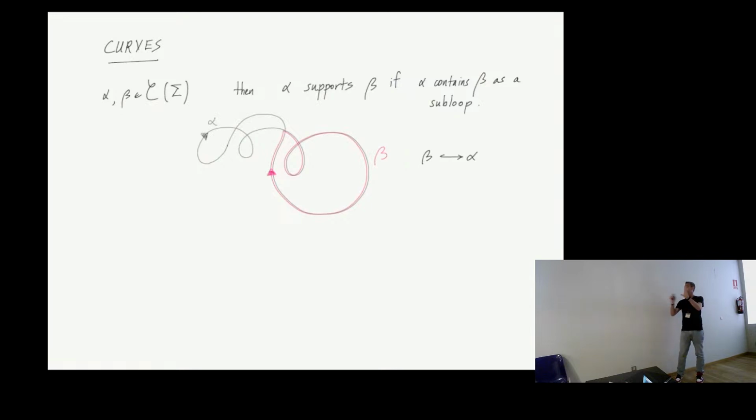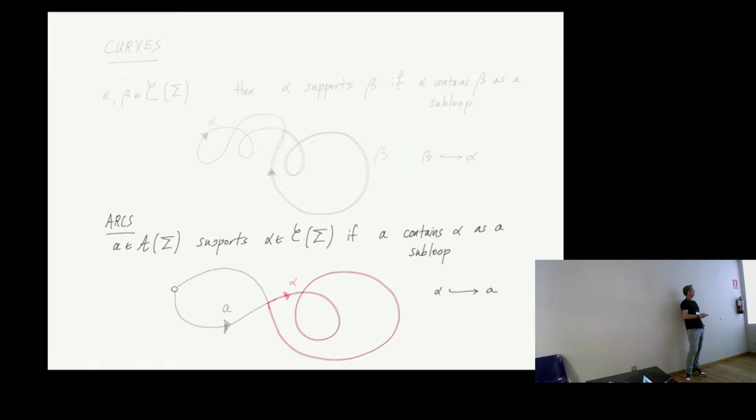But this gives you a relationship between two curves. Okay? And so we write that beta in some sense injects into alpha. Right? So that's just a definition. And you can do the same thing with arcs. Right? You give yourself an arc, and this is an arc that leaves from an endpoint and goes around, and you say that the arc supports this curve if that curve is a subloop of that arc. Right? So this is just a definition. All right.